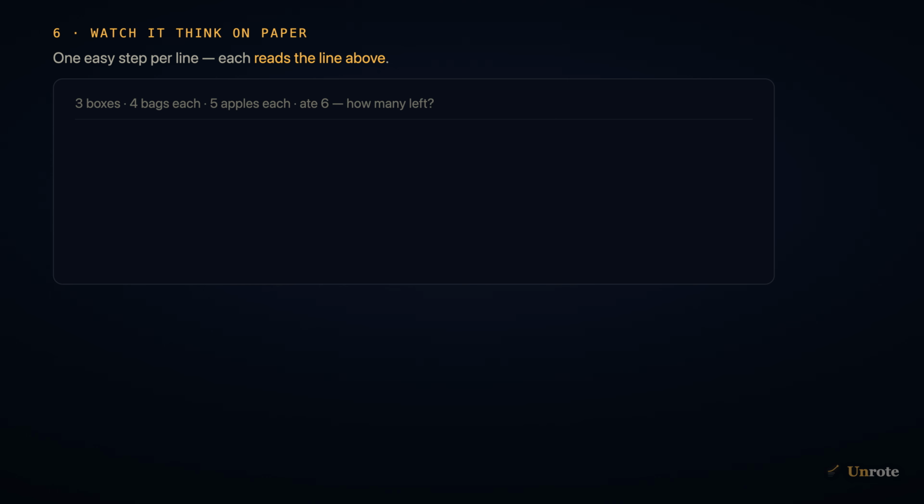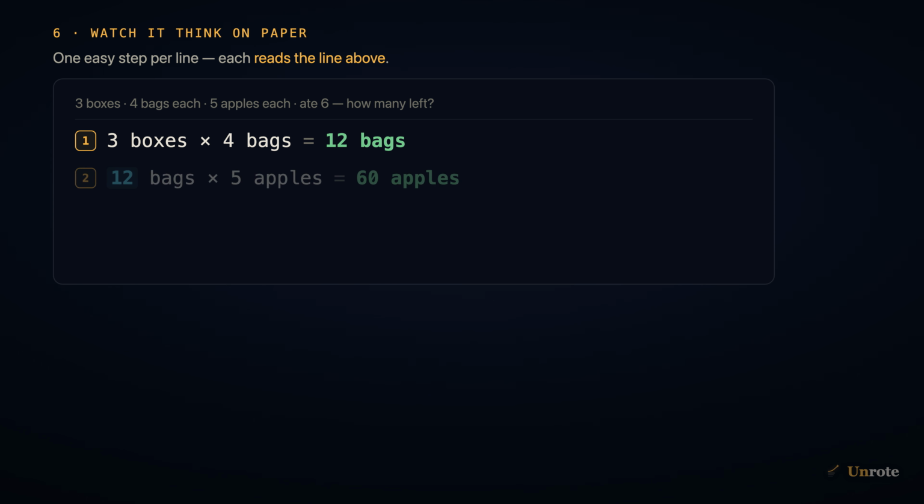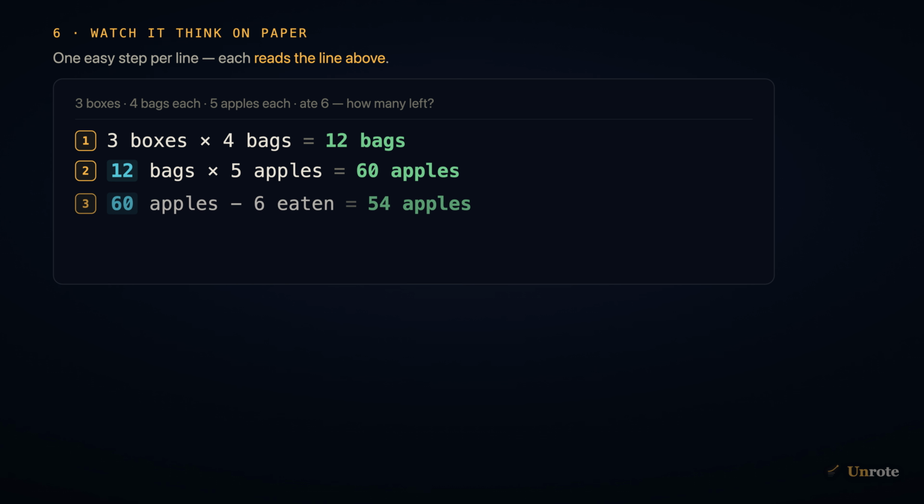3 boxes times 4 bags, 12 bags. It writes that down. Now it reads its own 12. 12 bags times 5 apples, 60 apples. Reads the 60. 60 minus the 6 I ate, 54. Each line does one tiny, easy step and feeds the next. The answer, 54, just drops out at the bottom.